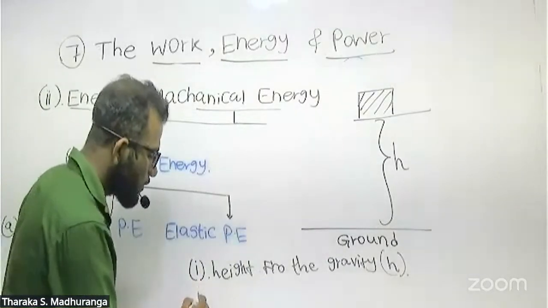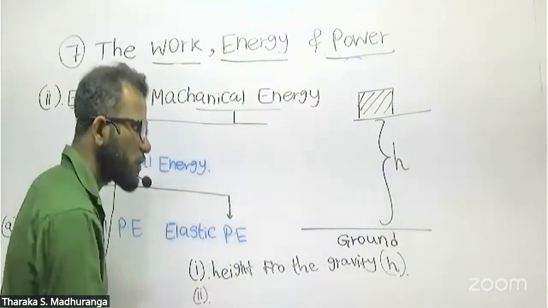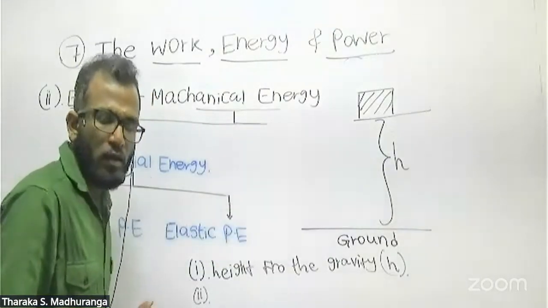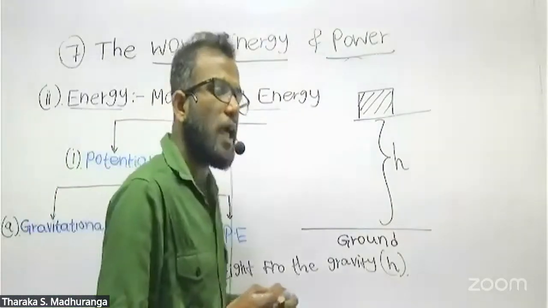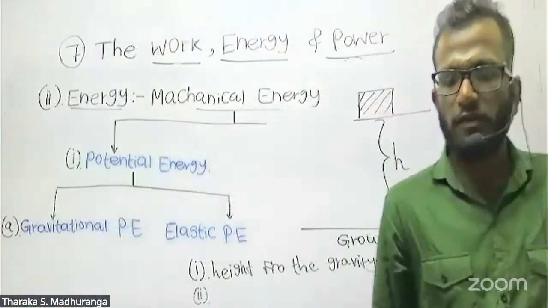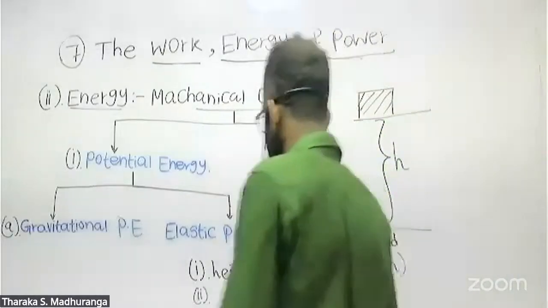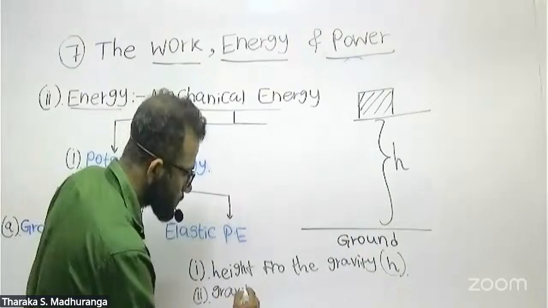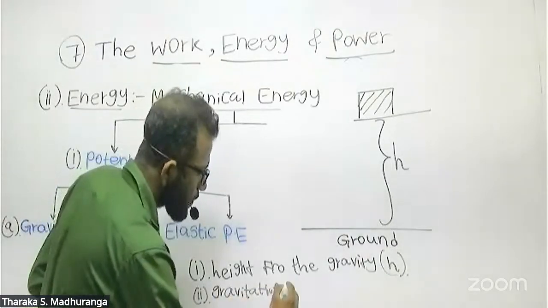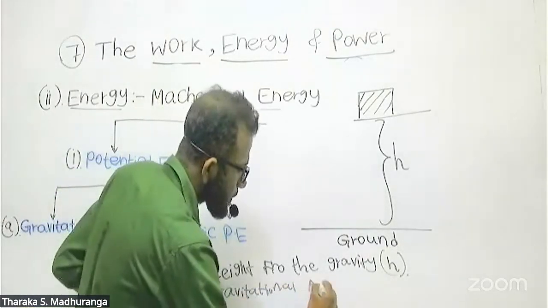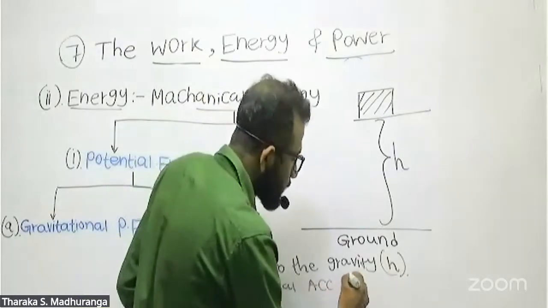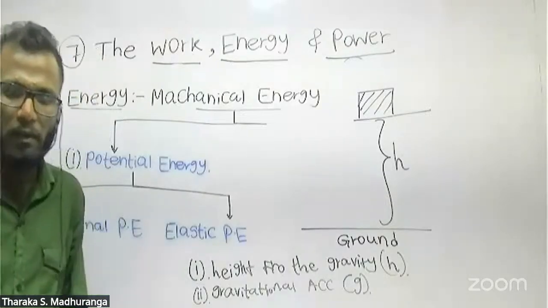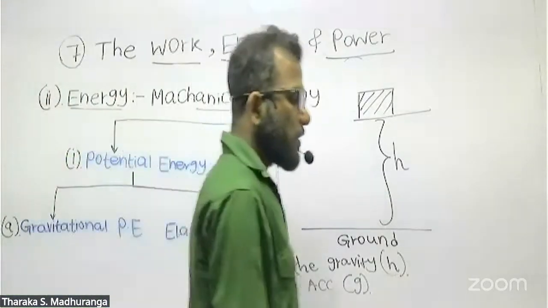The second factor affecting the gravitational potential energy is gravitational acceleration, within brackets it is g.